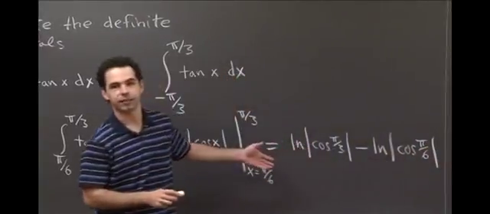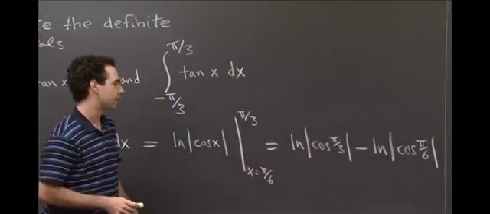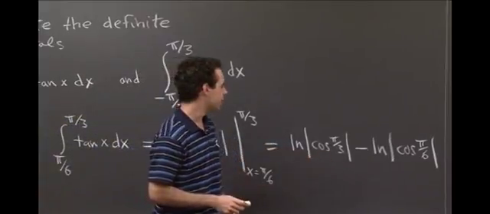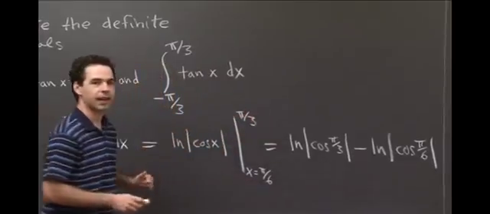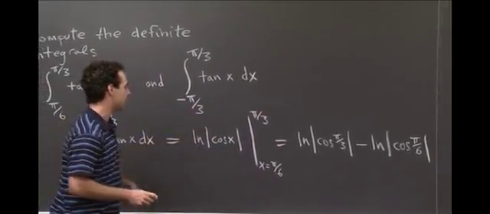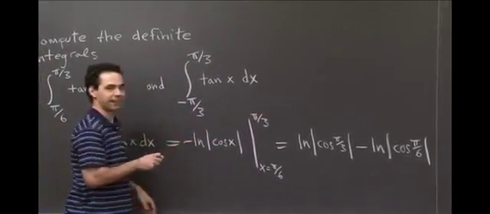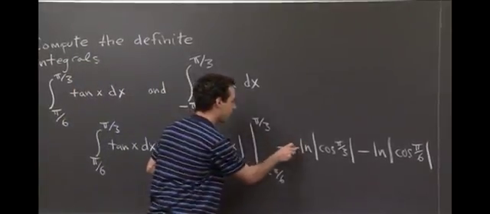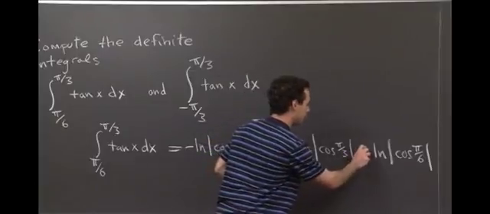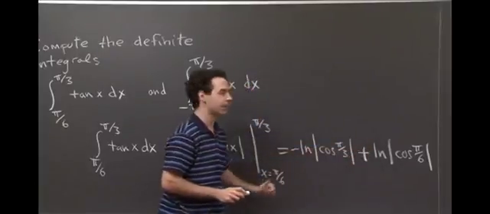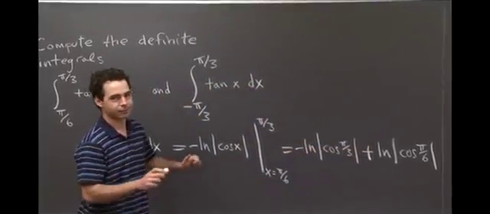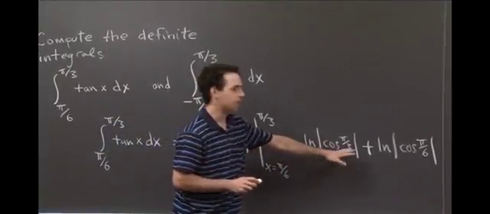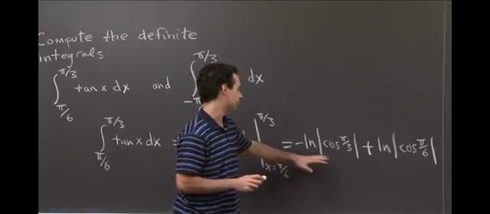Now we could leave our answer like this, but we can also manipulate it and put it in a nicer form. Oh, I'm sorry, I've made a mistake. It's not ln of the absolute value of cosine x, it's minus ln of the absolute value of cosine x. Sorry about that. So this is minus ln cosine pi over 3 plus, okay, so minus a minus there is plus. All right, sorry about that.